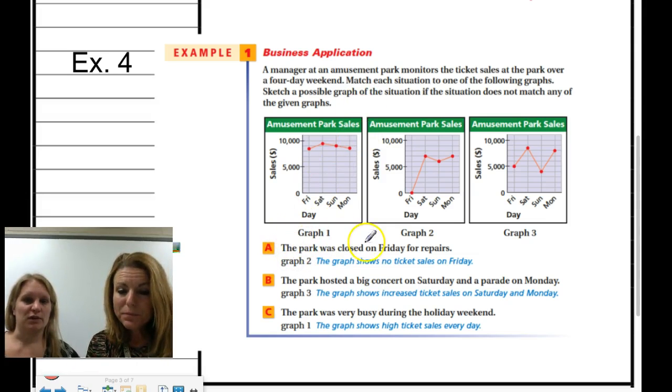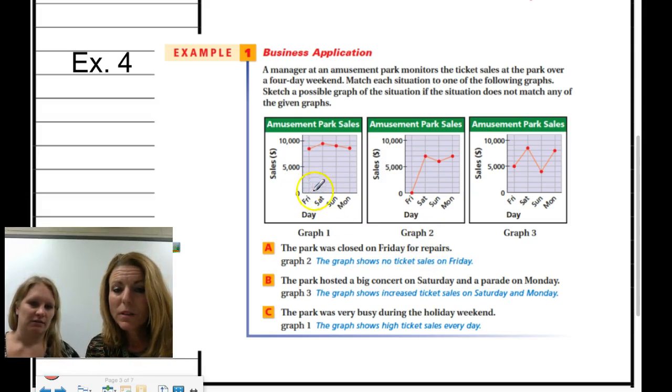So, A. It says the park was closed on Friday for repair. So if it's closed, we're not going to have any people there. So if we look at Friday, no people were here. So it's graph 2. It has to be, common sense, graph 2.